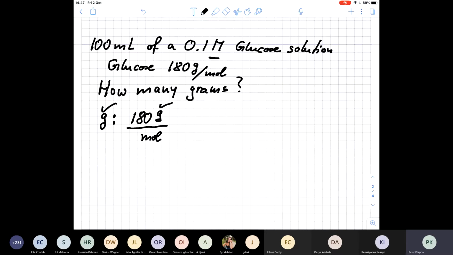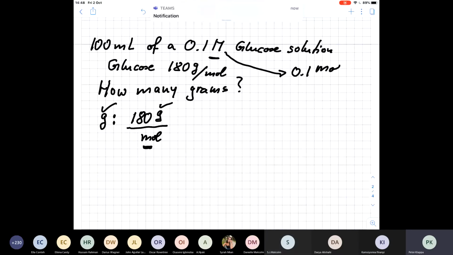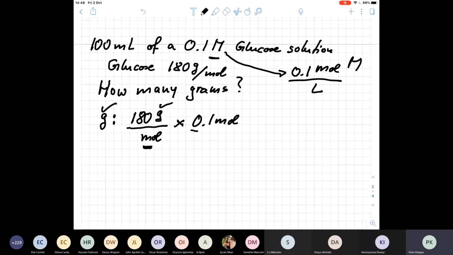So I want the grams like that. Fantastic. So now I need to get rid of the mole down here. Do we have mole anywhere? The unit mole? 0.1 molar. Ah, absolutely right. So we've got 0.1, and I write this as mole per liter, right? Because that is what this capital M indicates. So 0.1 mole per liter.